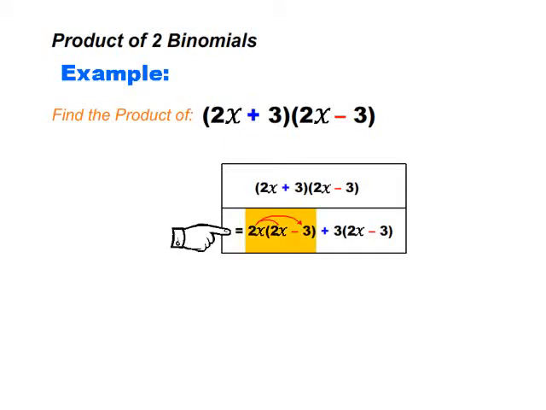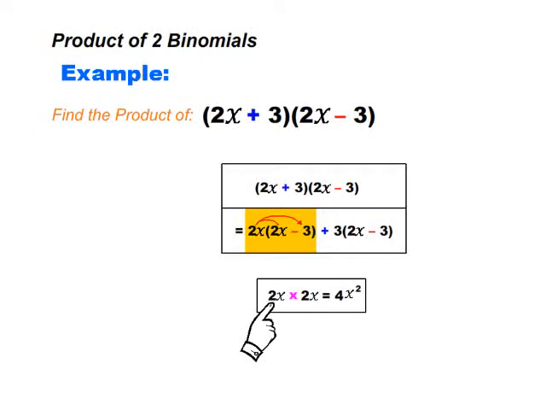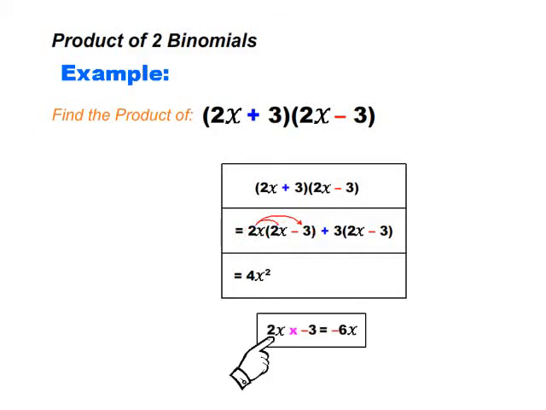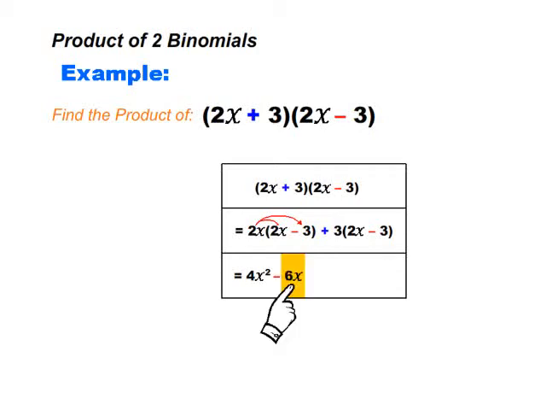Look at this part. 2x multiplied by 2x is equal to 4x squared. We write 4x squared here. Look at this part again. 2x multiplied by negative 3 is equal to negative 6x. We write negative 6x here. So, 2x multiplied by (2x minus 3) will give us 4x squared minus 6x.